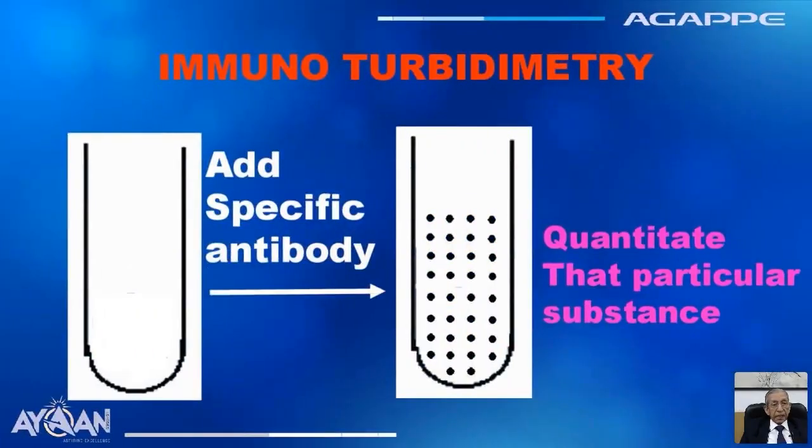The next step is immunoturbidimetry. That is where we take the serum when we want only a specific antigen. Let us say we want to assess ceruloplasmin. In such a case, we add anti-ceruloplasmin antibody to it, and then there will be a turbidity. That turbidity will be quantitative to that particular substance, and that is what we call immunoturbidimetry.